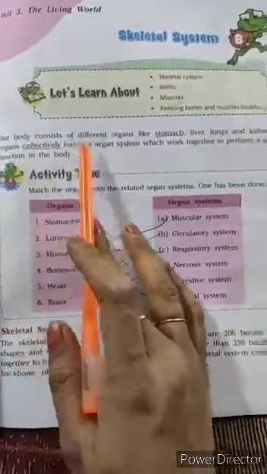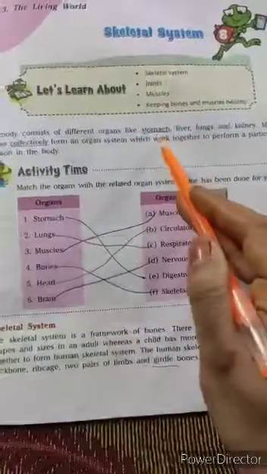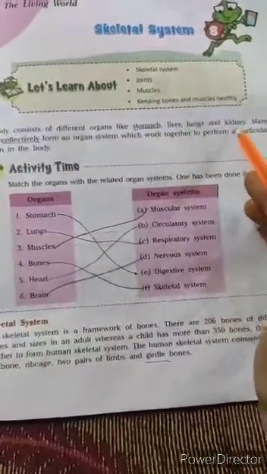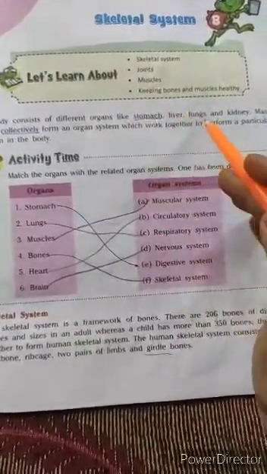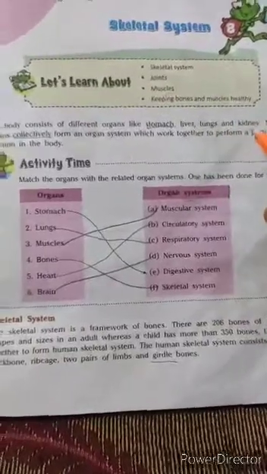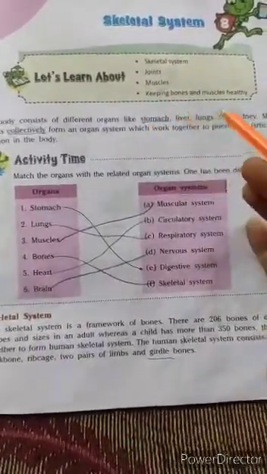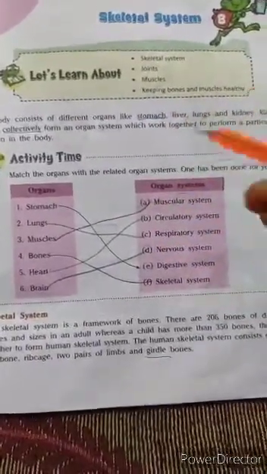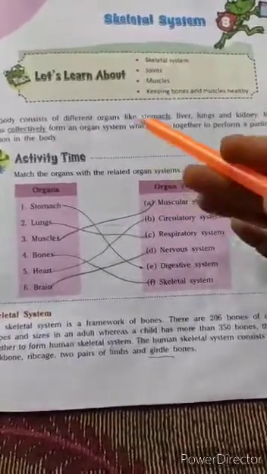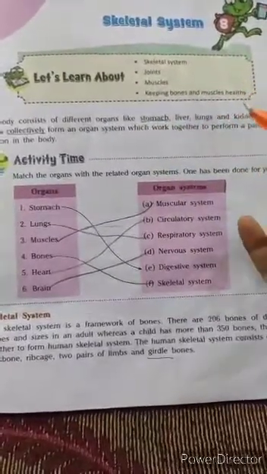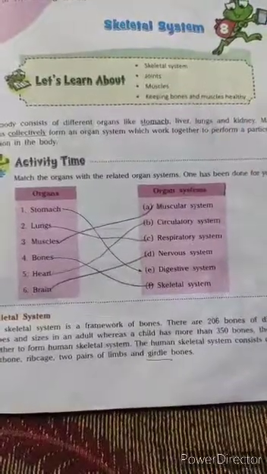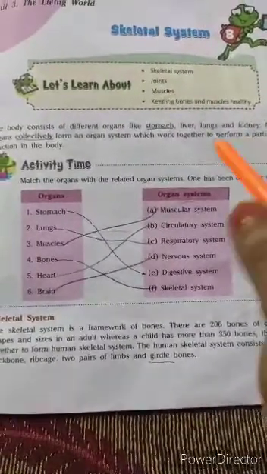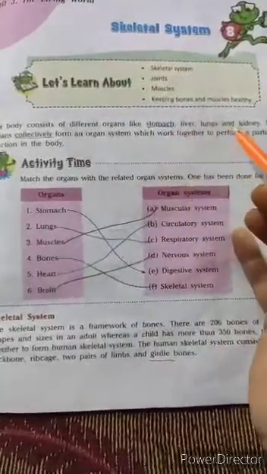Our body consists of different organs like the stomach, liver, lungs and kidneys. I hope you are all familiar with these organs. These organs are inside our body and play a very important role in the functioning of our body. If any organ gets upset, then it will be difficult for our body to work normally or properly. So different organs are given in our body.